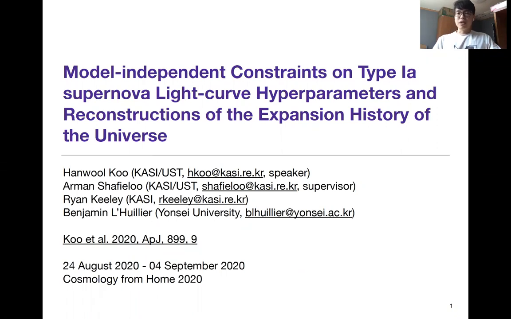This research has two co-authors, Ryan Keeley and Benjamin L'Huillier. For more detail, please see the link to the publication on the slide.